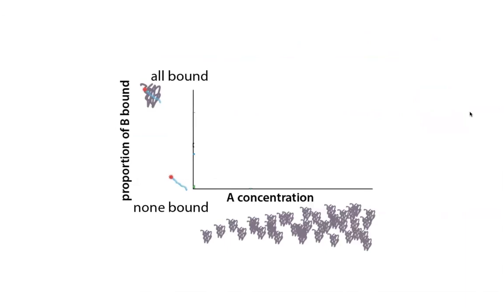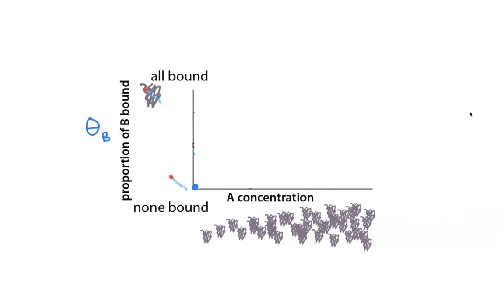Now let's think about what would happen at different points along this measurement. On our x-axis, we're going to have our concentration of A, and on the y-axis, we're going to have the proportion of B that's bound. Remember that this is sometimes theta B. Okay, so now if we have not very much A, say no A around, then none of B is bound.